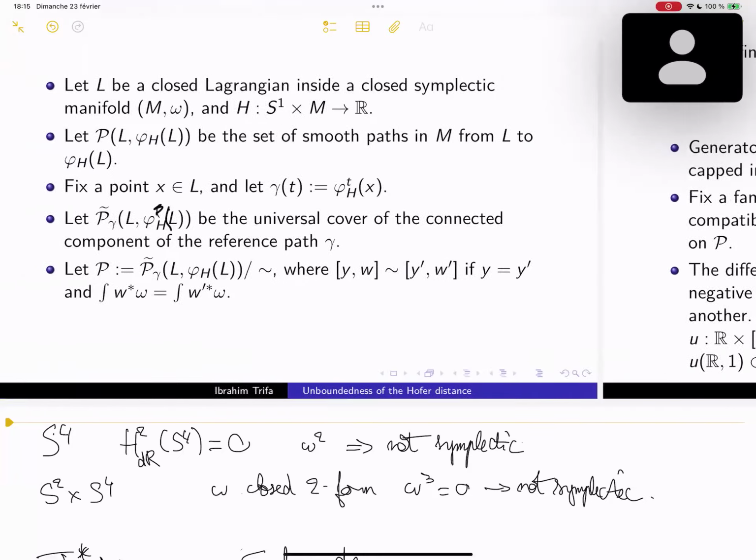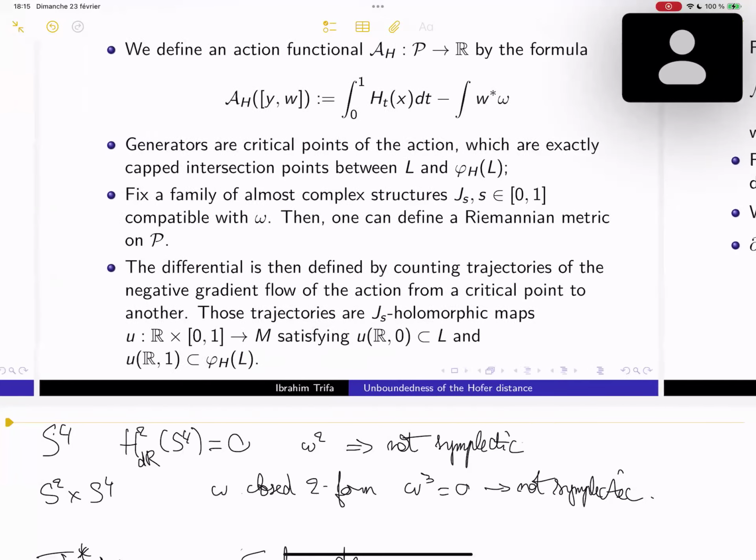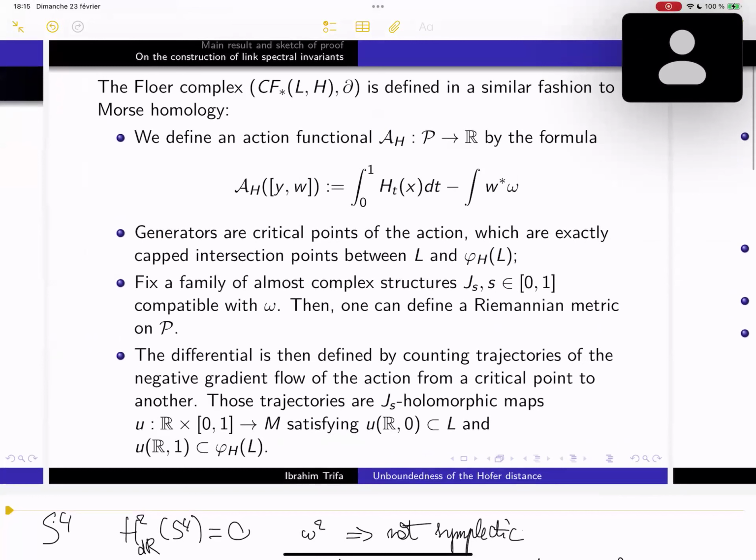So now to define the Floer homology, we will proceed as in Morse homology, for those of you who know what this is. We will define an action functional on the set P and look at its critical points. These will be defined as generators of the Floer complex. And then we will look at the negative gradient flow lines of the action functional to define the differential on the complex. So in more detail, we define the action functional by the following formula.